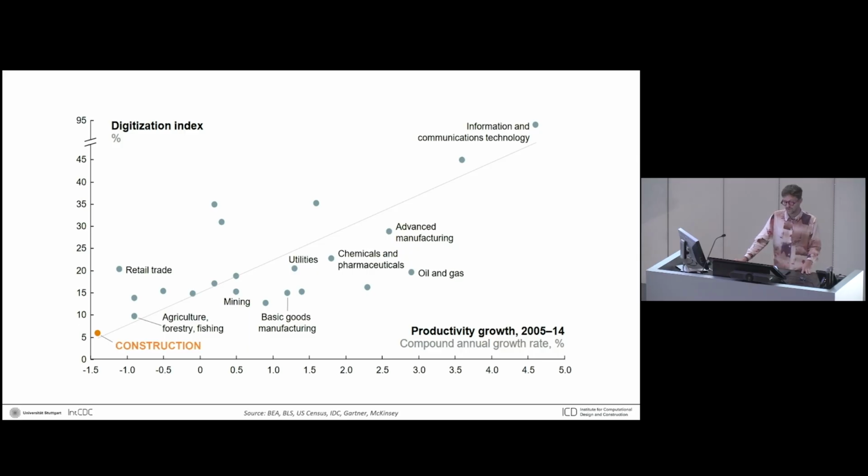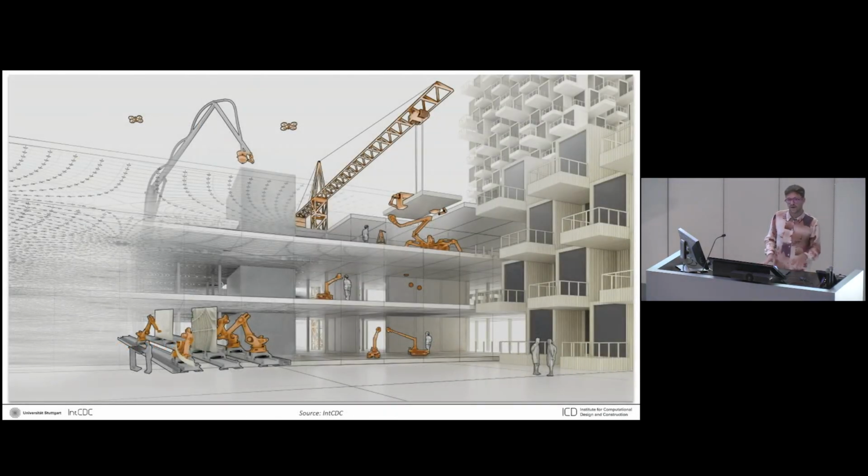So what you're seeing on the graph here is actually that construction is by far the lowest as compared to many other industries. And recognizing this gap, we at the Cluster of Excellence are trying to unleash the full potential of digital technologies with our, again, cross-disciplinary research approach. And this includes specific attention to the automation of construction with different types of machines and in different contexts.